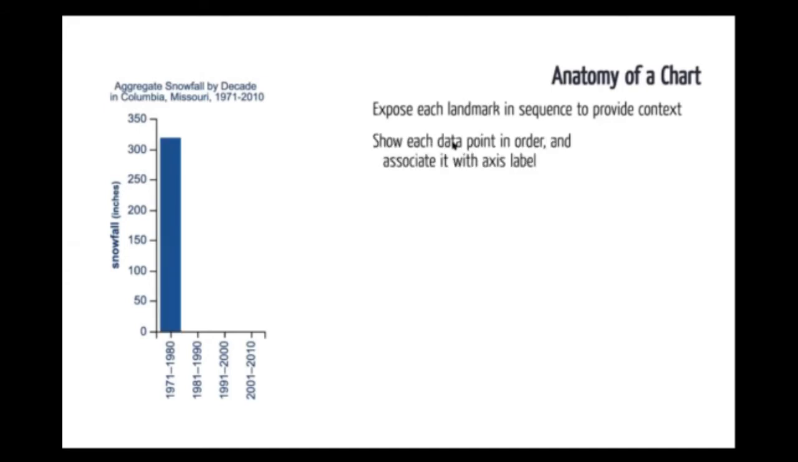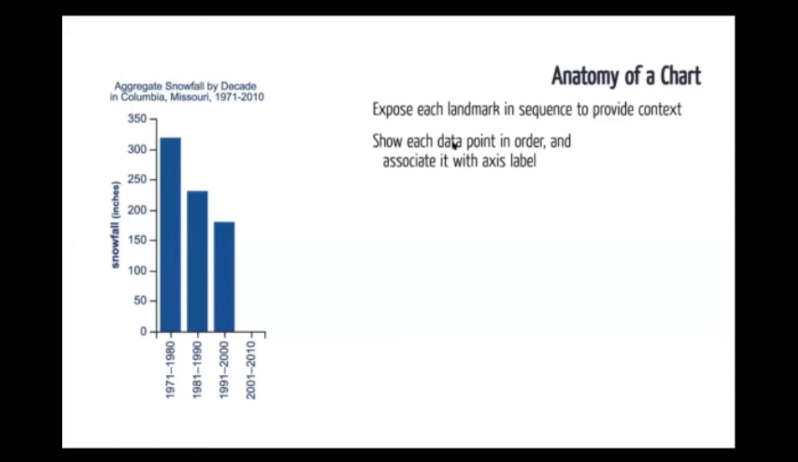So here we have the title of a data visualization. In this case, it's Snowfall by Decade in Columbia, Missouri, from 1971 to 2010. And then we have the x-axis, which is the range of years. So 1971 to 1980, 81 to 90, 91 to 2000, 2000 to 2010. Then snowfall in inches on the y-axis. And so we're setting context at each point. And then we're showing the data.